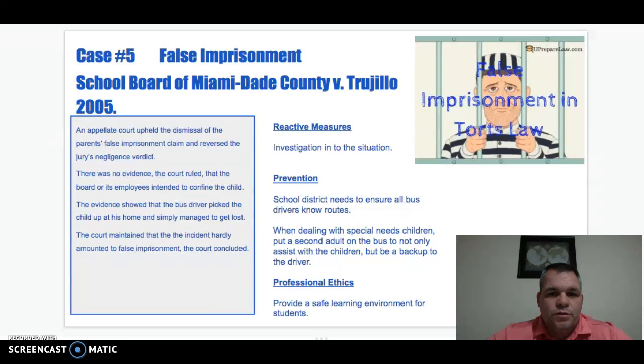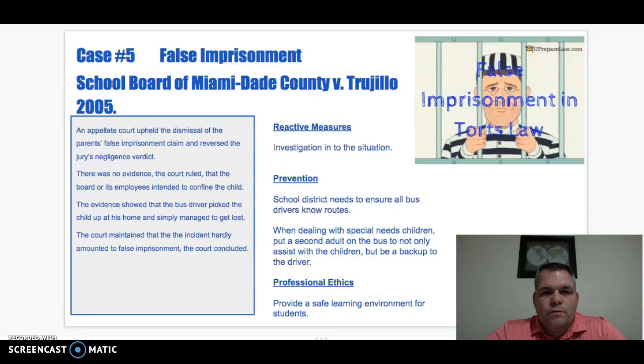Like I said, at first it was pushed through by the judge, and then the appellate court saw it in the school board's favor because there was no evidence that the bus driver held this child against their will. He got lost picking up other students. He didn't do a good job, but he didn't do it to purposely harm the child. So again, I would investigate the situation and figure out what was going on. But this is something at the school district's level, because when you talk about transportation, this is in their area of responsibility.